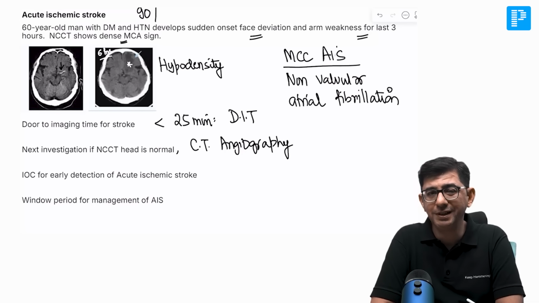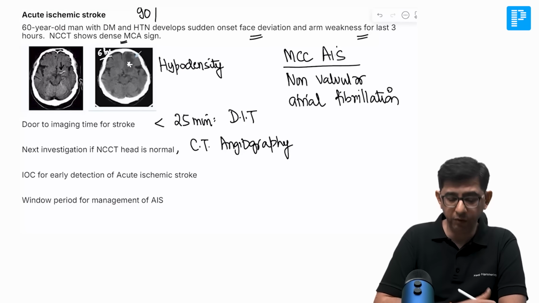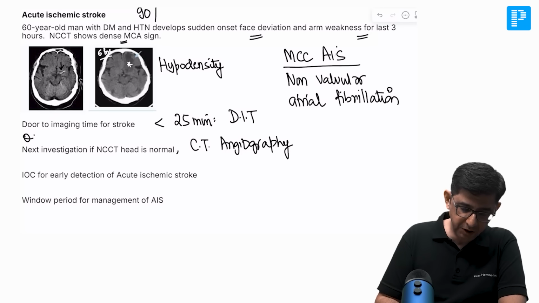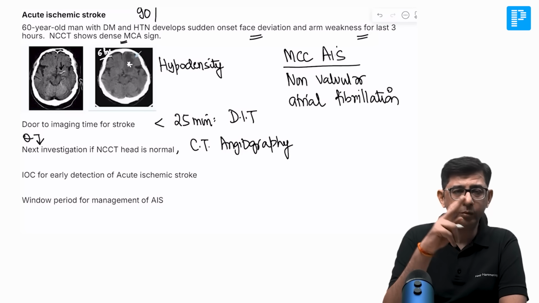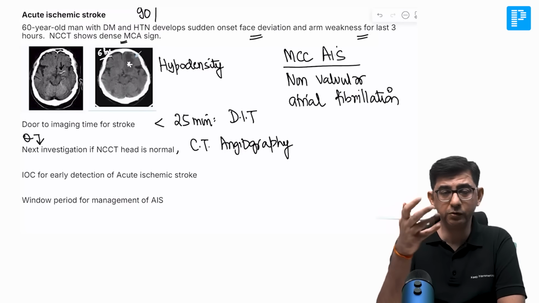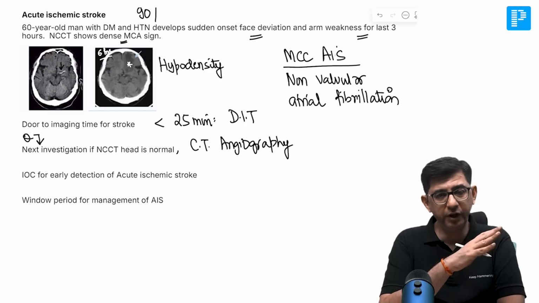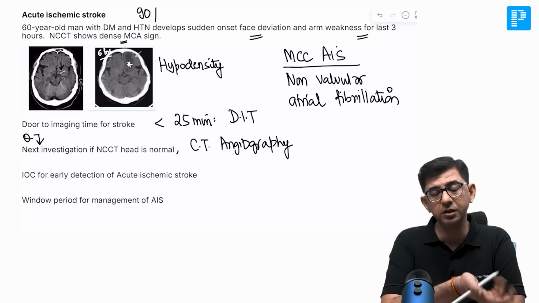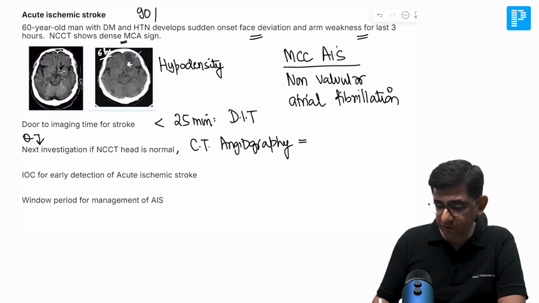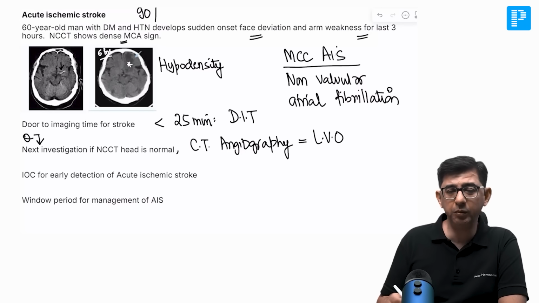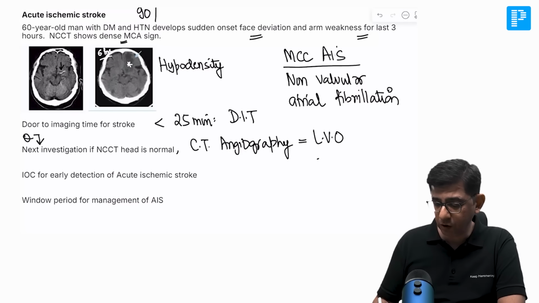So I can go in for a CT angiography. That's one another question where next investigation has been asked. Like in subarachnoid hemorrhage, I discussed next investigation 2 times, with finding and without finding, but this time clinical findings are there, CT scan is normal. What will you do next? It is a CT angiography. You'll be wondering what CT angiography will tell me. It will tell me about a large vessel occlusion.